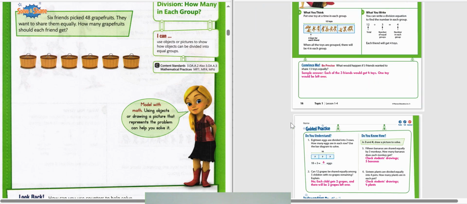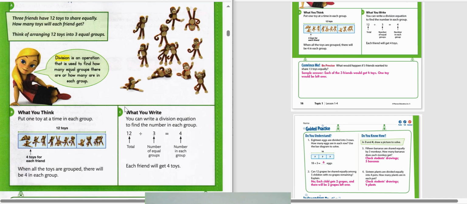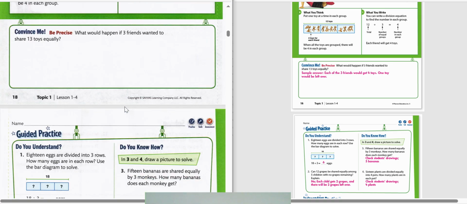Okay, next page. We will explain this question again about division. 12 divided by 3 equals 4. Now we will solve this question.